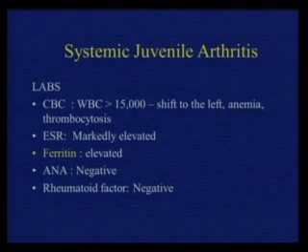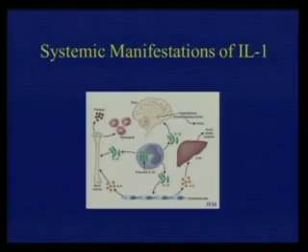If you look at their labs, they have leukocytosis, they have thrombocytosis. Their anemia of chronic disease usually doesn't go beyond 9 or 10 of hemoglobin. They can have a hemoglobin of 7. Cells are too inflamed to take iron. These patients' ESR is markedly elevated. Their ferritin is high, and it's in few thousands, not many thousands, which you see in patients with macrophage activation syndrome. Their ANA is negative. Their rheumatoid factor is negative.